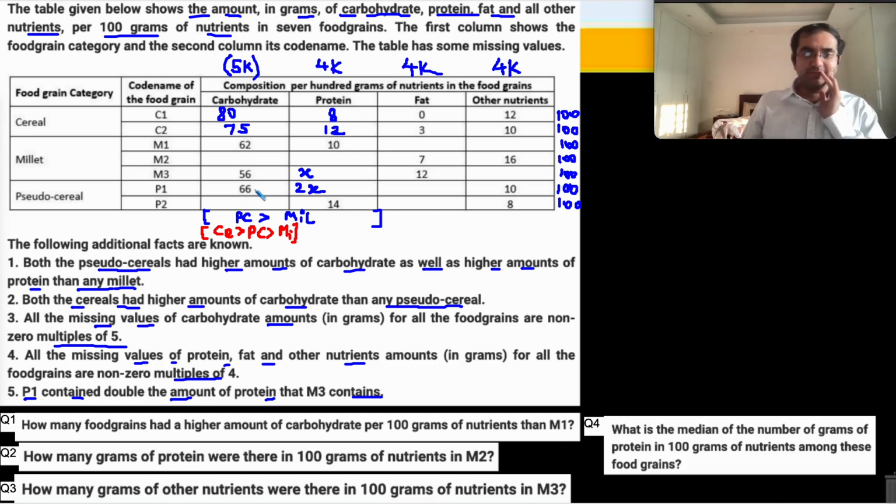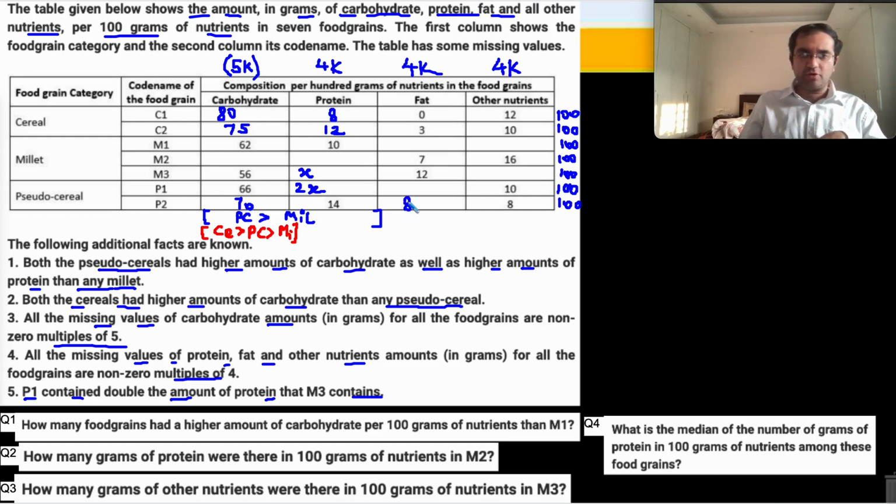Okay. Now pseudo-cereal has to be more than millets for sure. So we'll try that. Pseudo-cereal has to be more than the millets, meaning I need a multiple of 5 greater than 56, 62. So let me try 65. If I put 65 here plus 14 is 79 plus 8 is 87. That means 13 will come here, which is not a multiple of 4. After 65, if I try 70 plus 5, then this becomes -5 and 8 comes. This is possible. So 70 and 8 are the values over here.